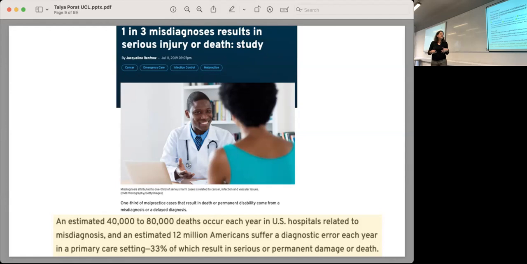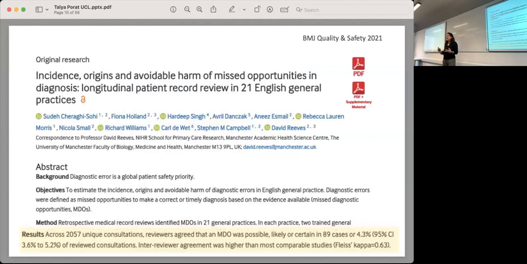And if we go to the UK, we also see 4.3% of reviewed consultations in GP practice have some kind of diagnostic error. It doesn't sound like a lot, 4.3%, but do you know how many consultations there are in the UK per year? In the GP practice alone, can you estimate? The same person can go several times, right? So it's millions. It's around 300 million consultations in the UK in the GP per year.